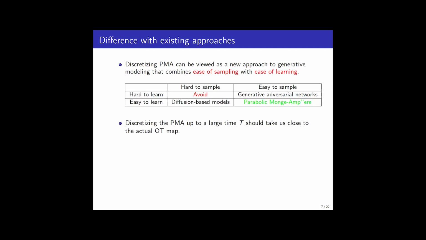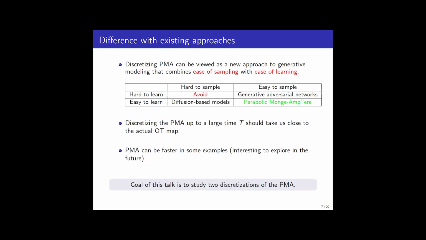The other motivation, as I mentioned before, is that discretizing the parabolic Monge-Ampère up to a large time t potentially takes us close to the actual optimal transport map from e power minus f to e power minus g, which taking compositions in flow-based models won't do. And finally, as I discussed in the last slide, the parabolic Monge-Ampère can actually be faster, at least compared to the Fokker-Planck to some extent. So these are the main motivations why we started trying to understand how the parabolic Monge-Ampère behaves and how it can be discretized, at least in time.